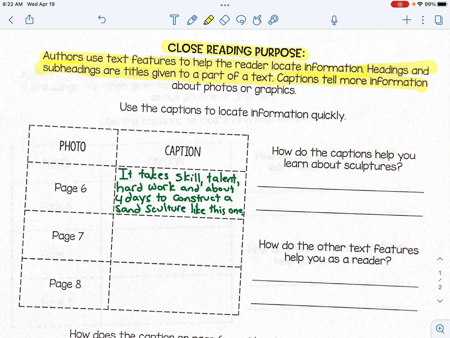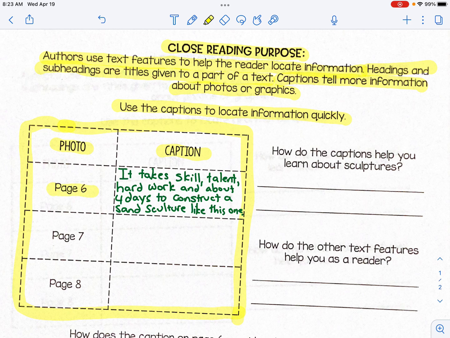Captions tell more information about photos or graphics. Use the captions to locate information quickly. So what they're showing us in this diagram here is a chart that's showing photo, and they're talking about the pages, okay, the photos on each of these pages, and what the caption is.